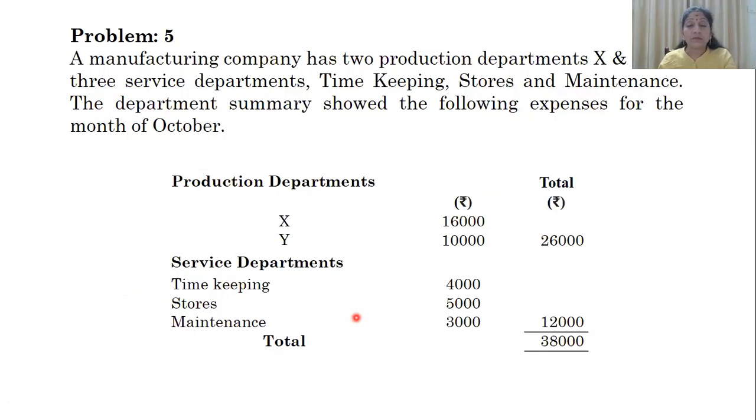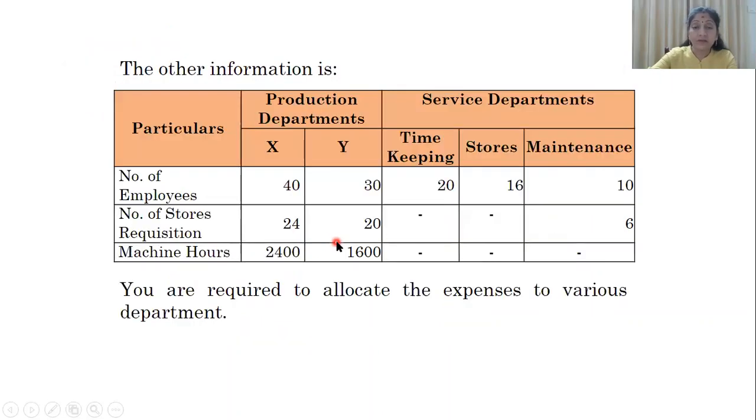Dear students, in this step ladder method, we have to follow four steps. One is that the sequence of apportionment must be chosen. What is the sequence? See here, this is the basis of apportionment. How many are there here? 1, 2, 3, 4, 5. The base is 5, so this we should take first.